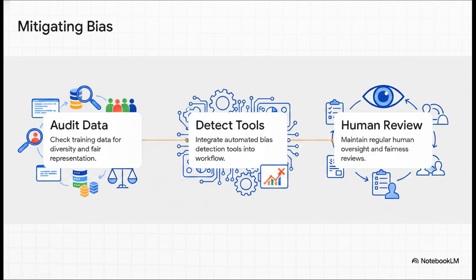Second, integrate automated bias detection tools directly into your daily workflow so you can catch those skewed outputs early on. And third, and this is absolutely crucial, maintain regular human oversight and fairness reviews. You simply cannot automate accountability. It always needs a human in the loop.